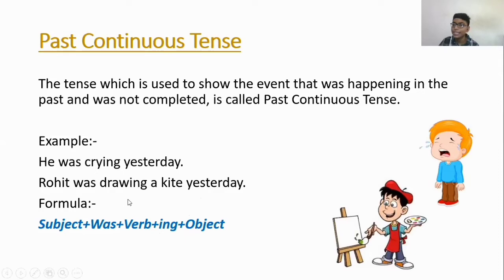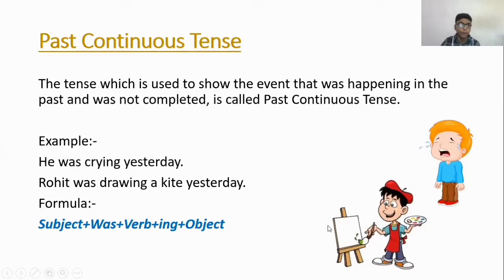Ing is very necessary in continuous tenses. He was crying yesterday. So we can divide it: cry, the simple form of the verb, and ing. Draw, the first form, the simple form of the verb, and ing. Now object. Yesterday was the time, not an object. Here no object is there in the first sentence. In the second sentence, kite is the object. I hope this much is clear till now.